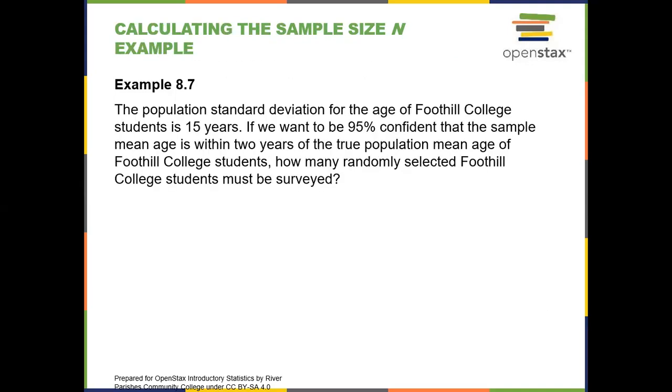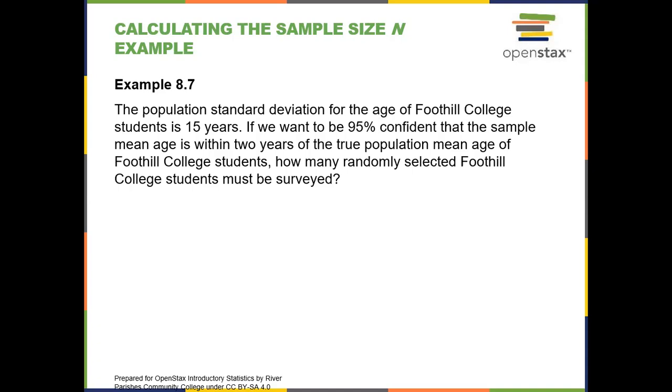The population standard deviation for the age of Foothill College students is 15 years. If we want to be 95% confident that the sample mean age is within 2 years of the true population mean, that means the error bound for the mean, or margin of error, is 2. Remember, margin of error is the difference between the sample mean and the population mean. How many randomly selected students? So you use the formula.